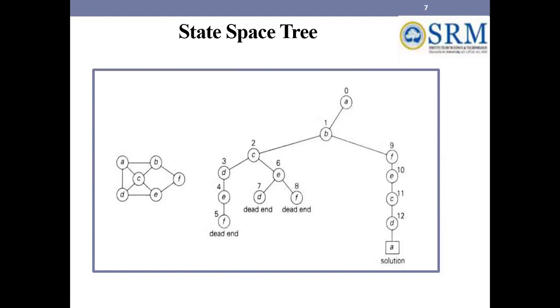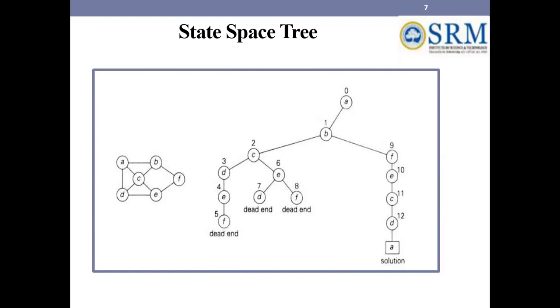Then take B at the next level, node 1. Then B can be explored to the next level. So what are the adjacent nodes for B? A, C, F. See the graph? A, C, F are adjacent nodes for B. So see, A is already visited in the path. If it is already visited in the path, we should not visit it again. So we have to add only unvisited nodes in the path. So for B, C and F are the adjacent nodes. So C is the left child, F is the right child.